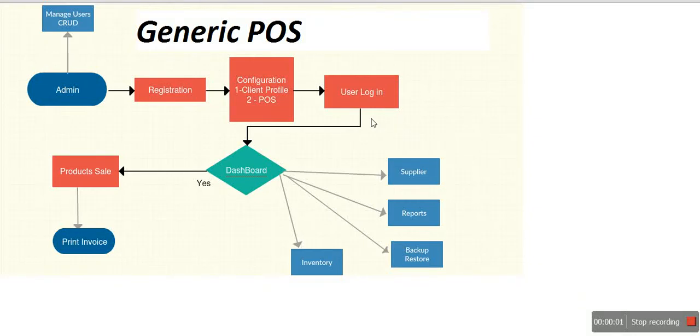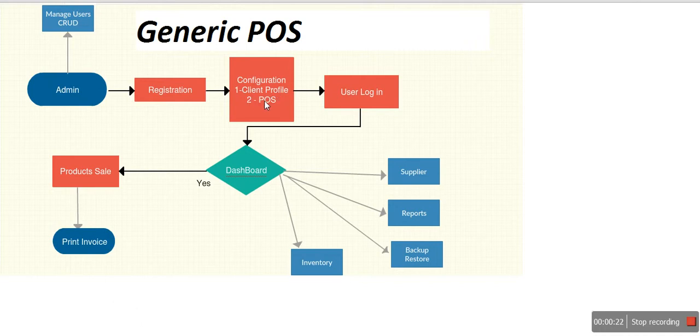Hey guys, I'm going to show you generic point of sale. This is our project execution flow diagram. First of all, admin login. Admin can register the user in the database. On the first login, the user can configure their own profile, either change password or change profile picture.